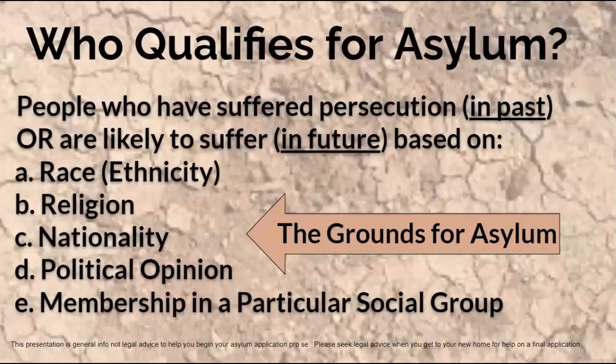Who qualifies for asylum? People who have suffered persecution in the past or are likely to suffer persecution in the future based on race, ethnicity, religion, nationality, political opinion, or membership in a particular social group.